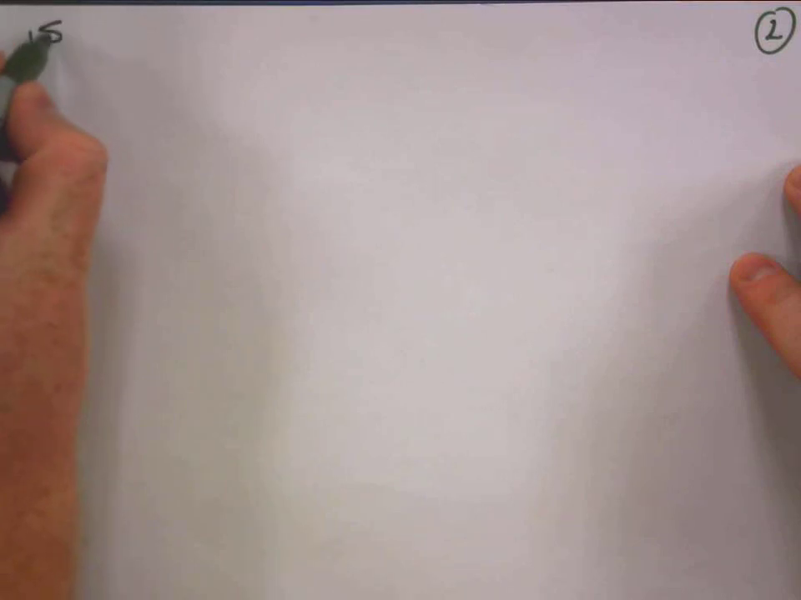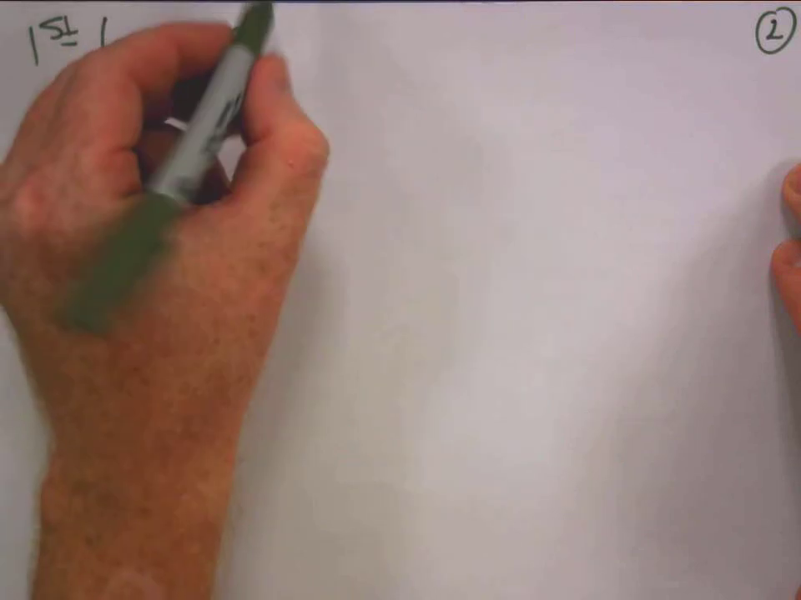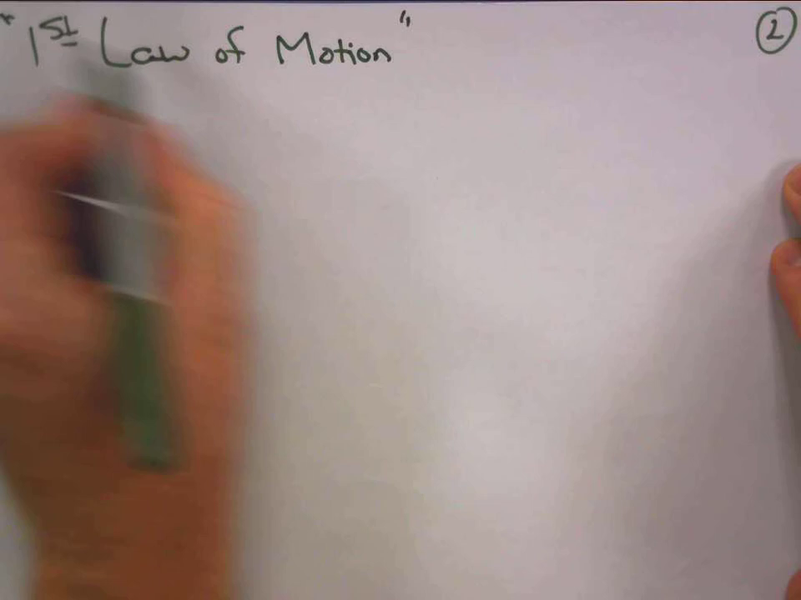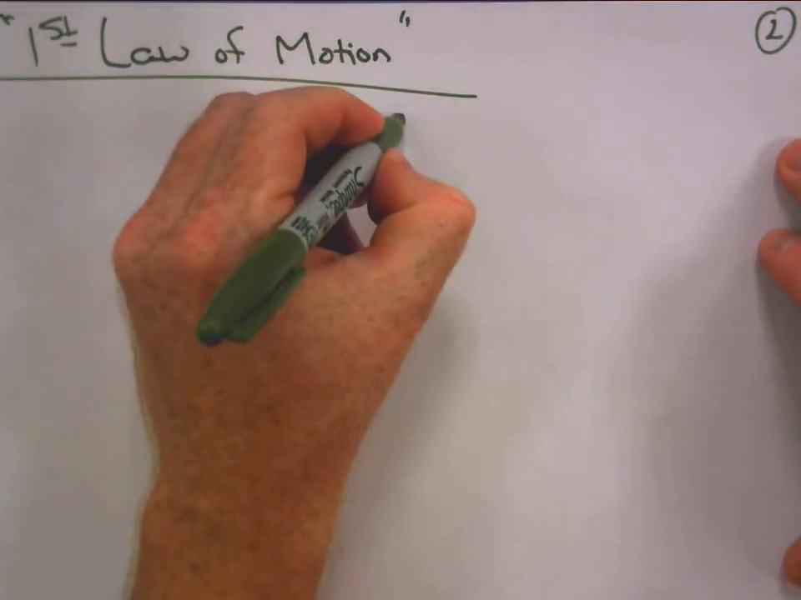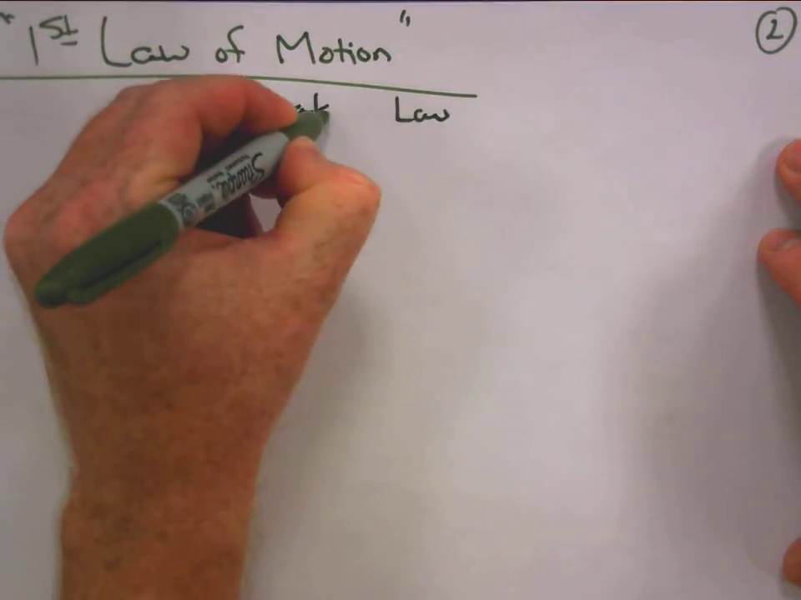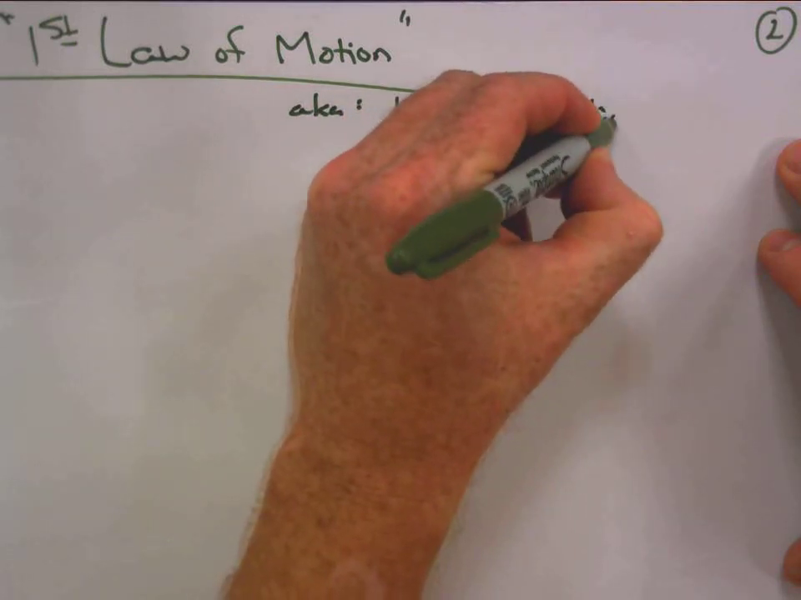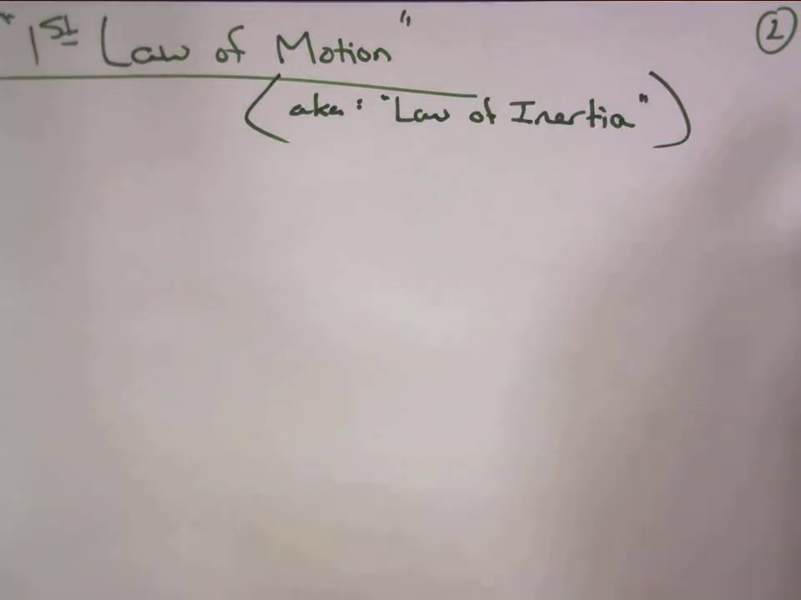Okay. Well, now part 2 of the topics for this video is Newton's first law of motion. Now, when you're talking about Newton's laws, they are laws of motion. And his first law is often called the law of inertia, aka law of inertia. You've heard that before, but I don't know if you know what inertia means.